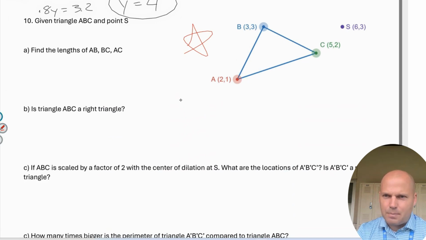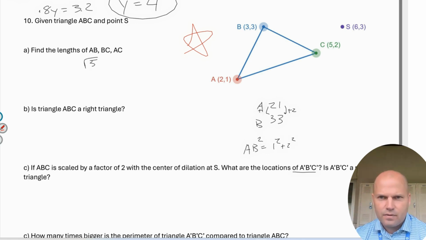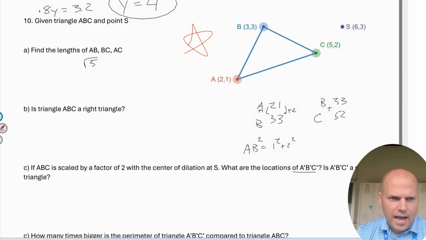You also need to be able to find the location of A prime. Okay, that's good. All right, cool. So find the lengths of AB, BC, and AC. We might as well use our table. This is AB, and we can see we're adding 1 and we're adding 2. So that's an X distance and a Y distance. So AB squared equals 1 squared plus 2 squared. So that's 5. AB is the square root of 5. BC, 3, 3 to 5, 2. We're going to add 2, subtract 1. Okay, look at that.